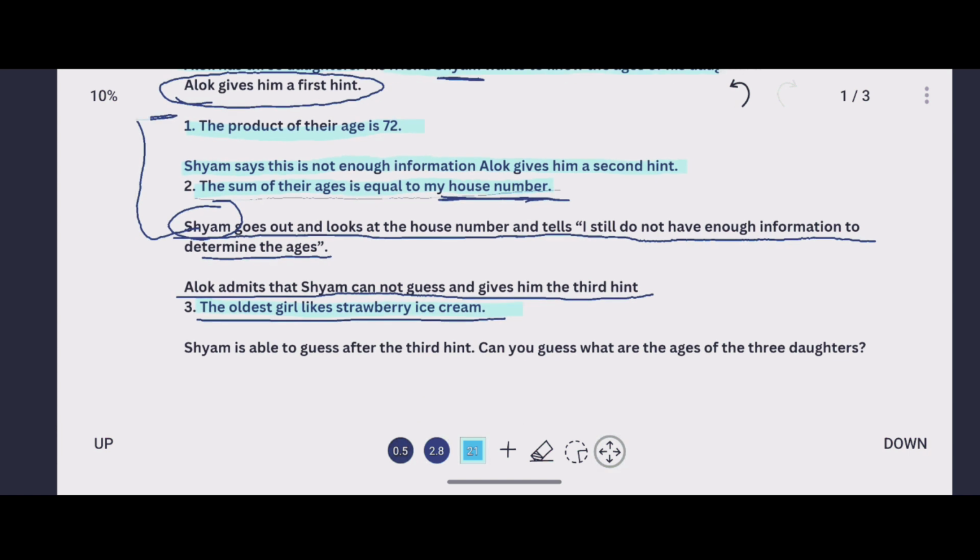Now what is mentioned here? Sham is able to guess after the third hint. Can you guess what the ages of the three daughters are? So this is the puzzle.